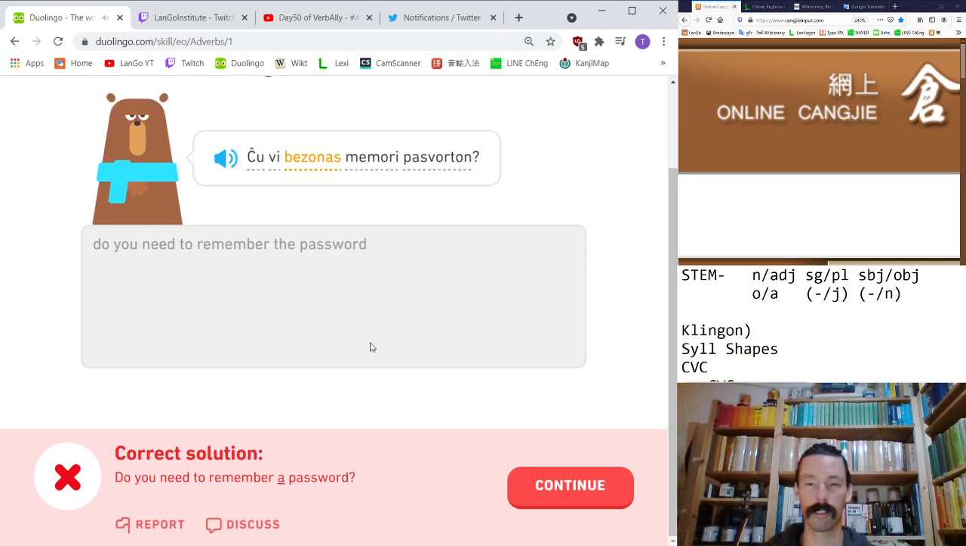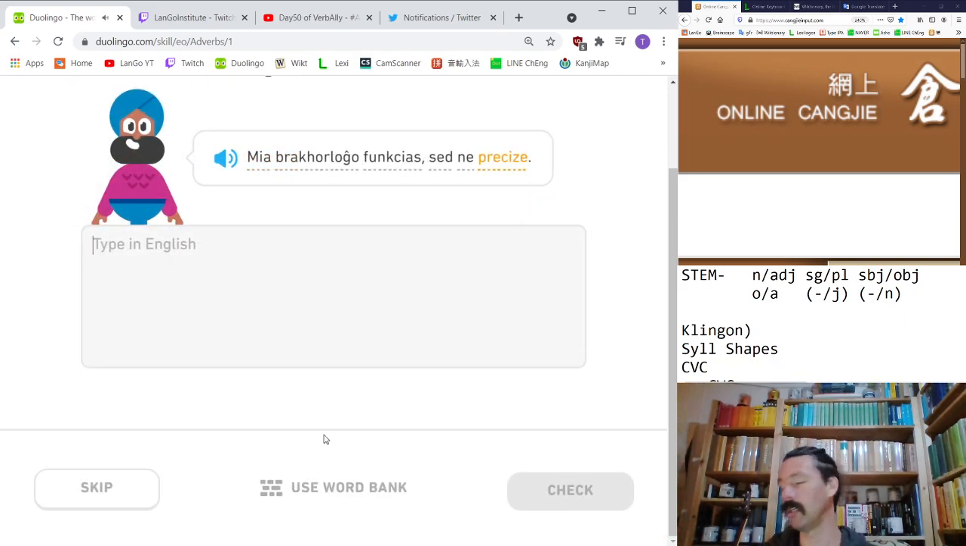Mia brakhorlogio funkcias, sed ne precize. Brakhorlogio. Let's go with the KH there. Funkcias and the KC. Pretty cool looking words. Right? Mia brakhorlogio funkcias, sed ne precize. C is the affricate as in Slavic languages. So we've got funkcias. You can count that as 4 consonants together there. And here again in precise.